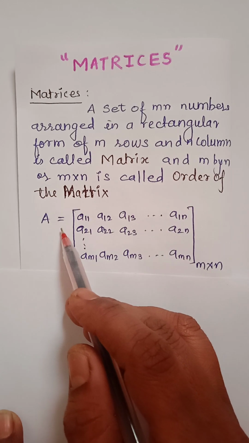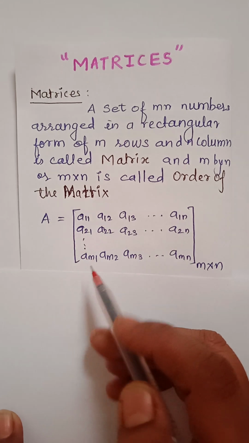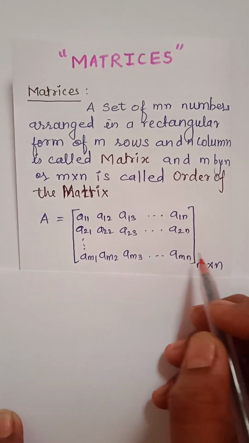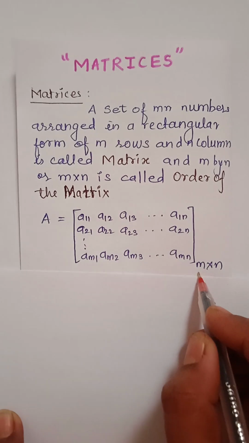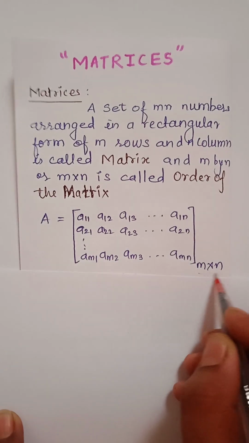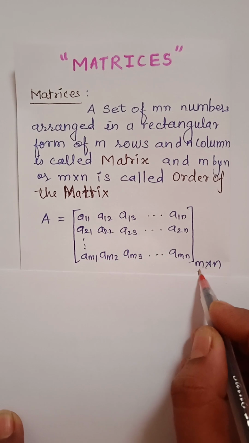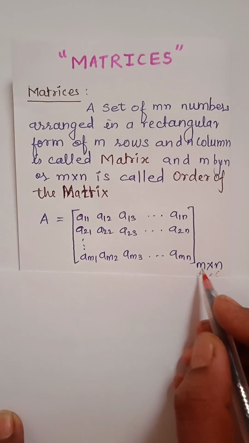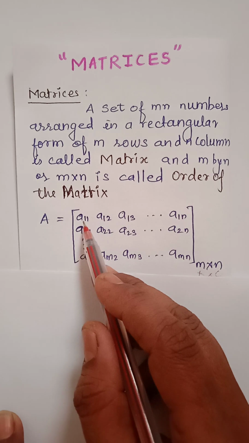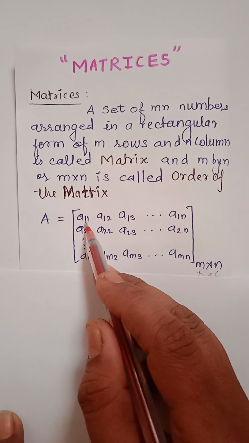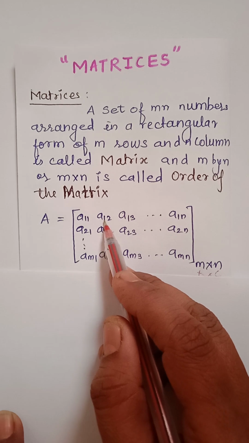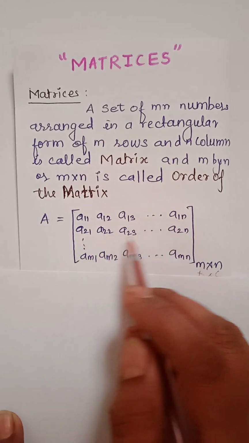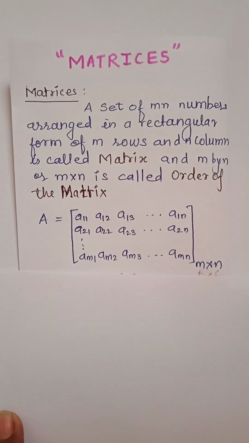So A is equal to, it is written in a rectangular box, and these are the entries, and this is the order of the matrix m cross n. So first we write here row into column. So this A11 represents the first row first column entry, A12 represents the first row second column entry, and in this way all the entries are there.